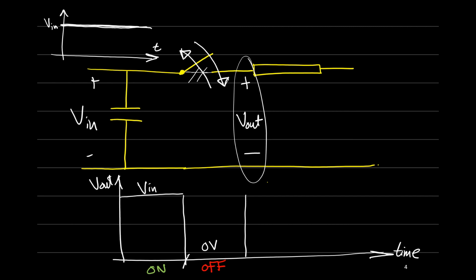Again, when the switch is on, short circuit, then V out will be equal to Vin. When the switch is off, then V out is equal to 0, and so on. By this, we convert a non-frequent DC voltage, Vin, into a frequent waveform, V out, at high repetition. And this high repetition rate is called the switching frequency.